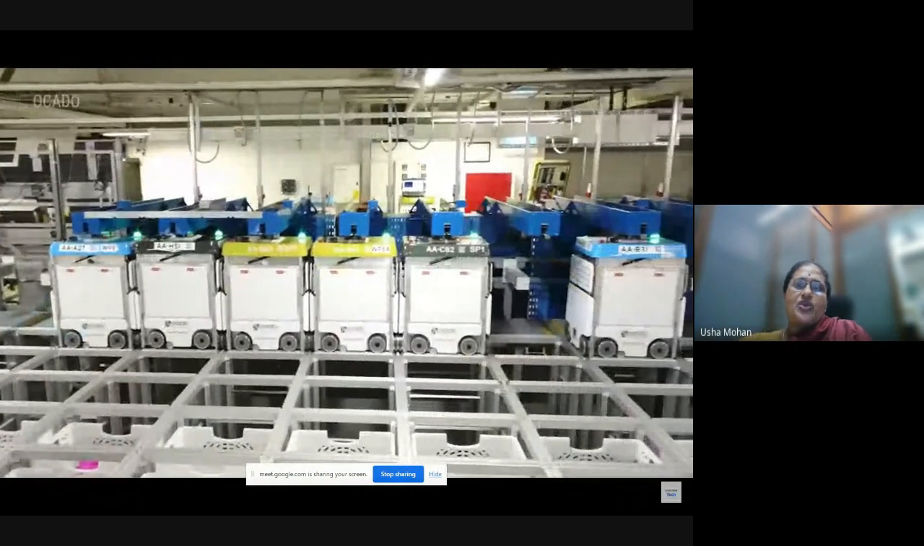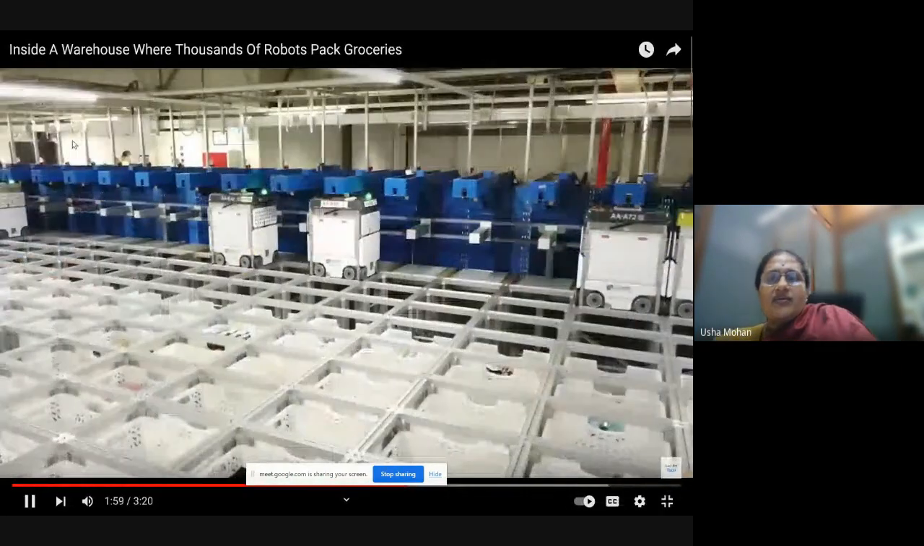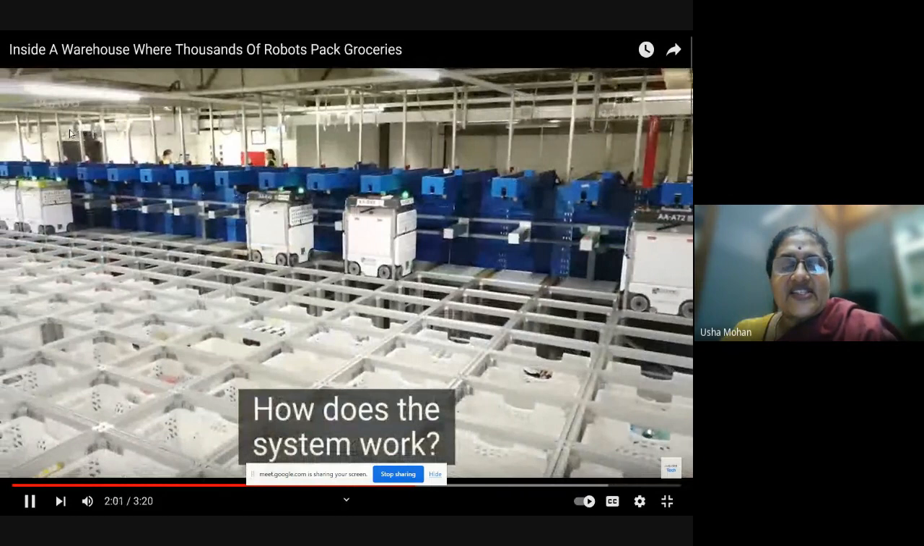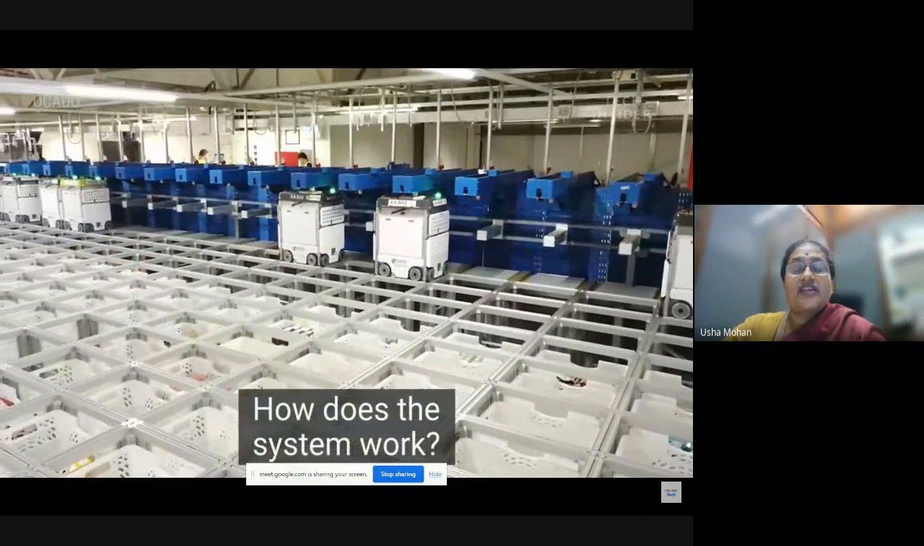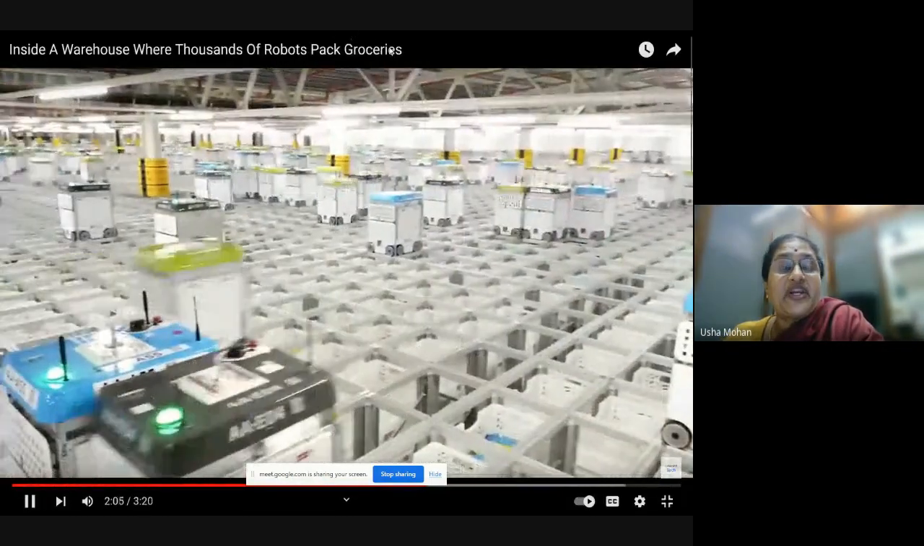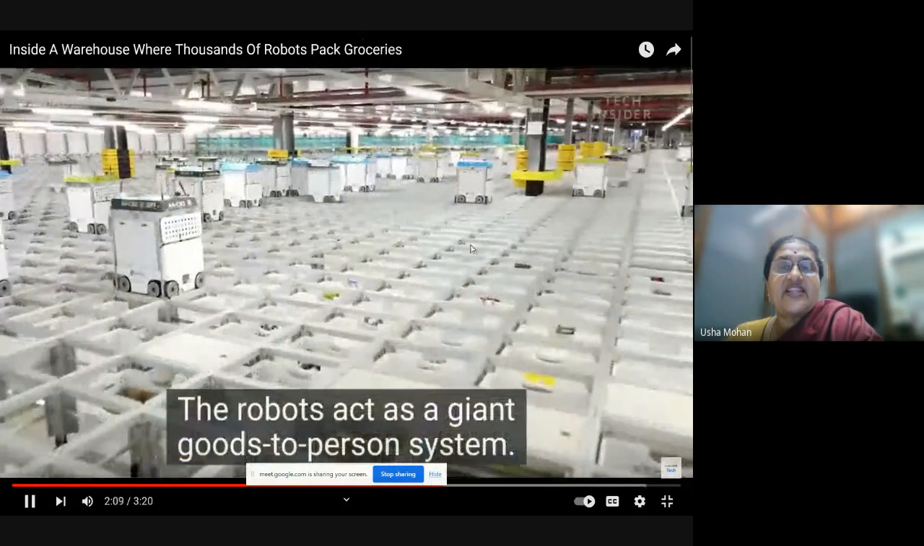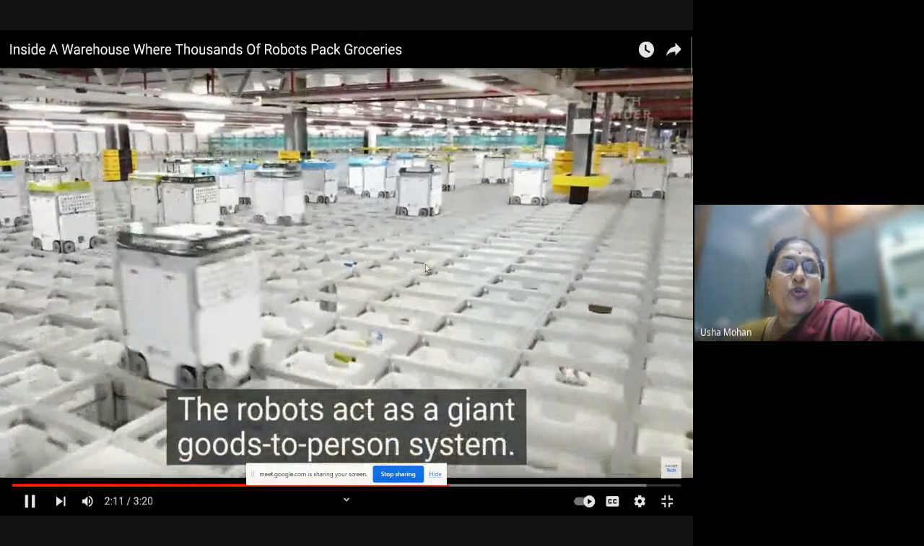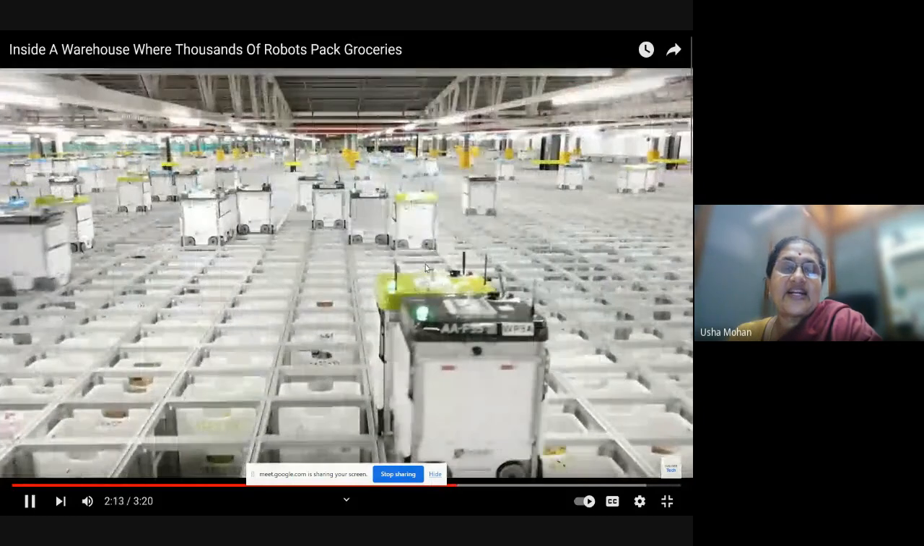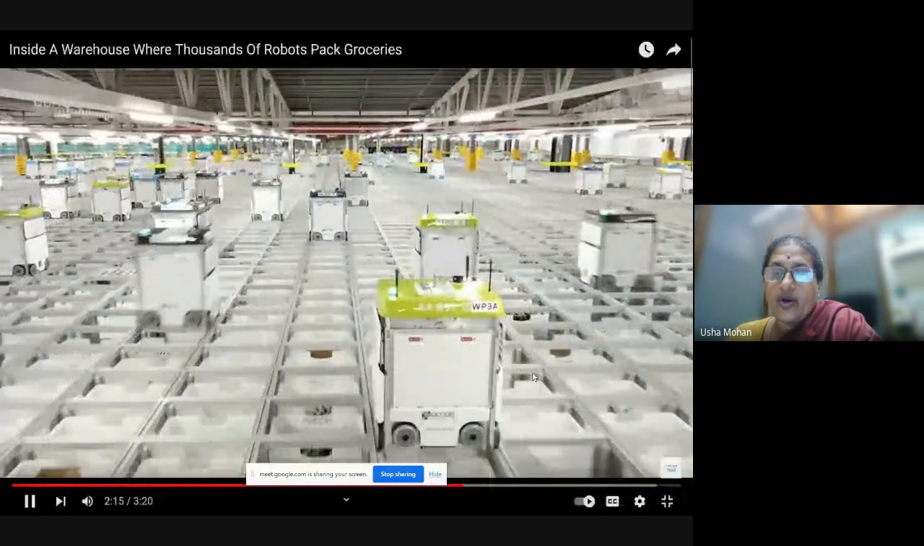And what is being used here, this is a grocery supply chain. Hence, the perishability is of great concern in a grocery supply chain. And we can see how these robots are helping satisfy the grocery orders.